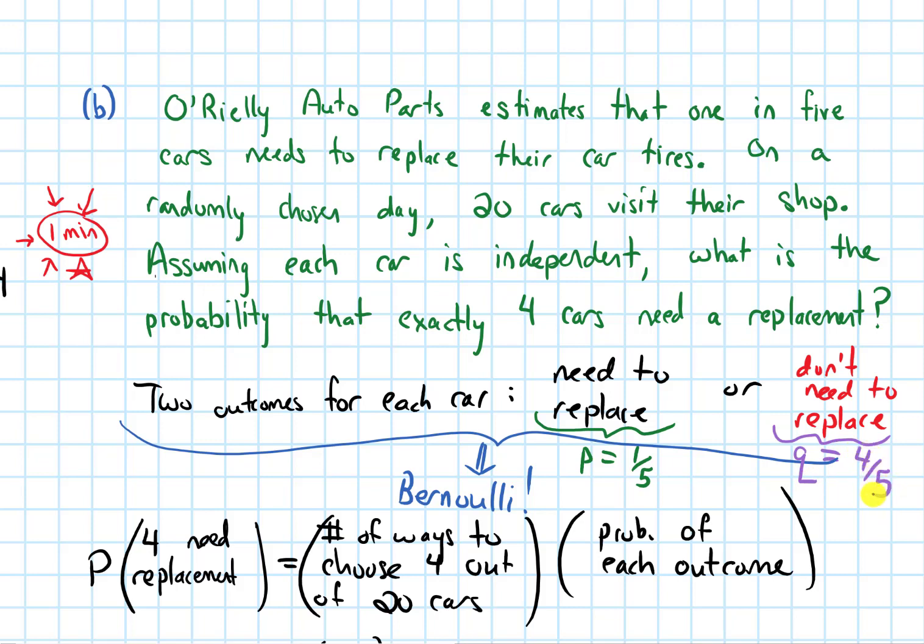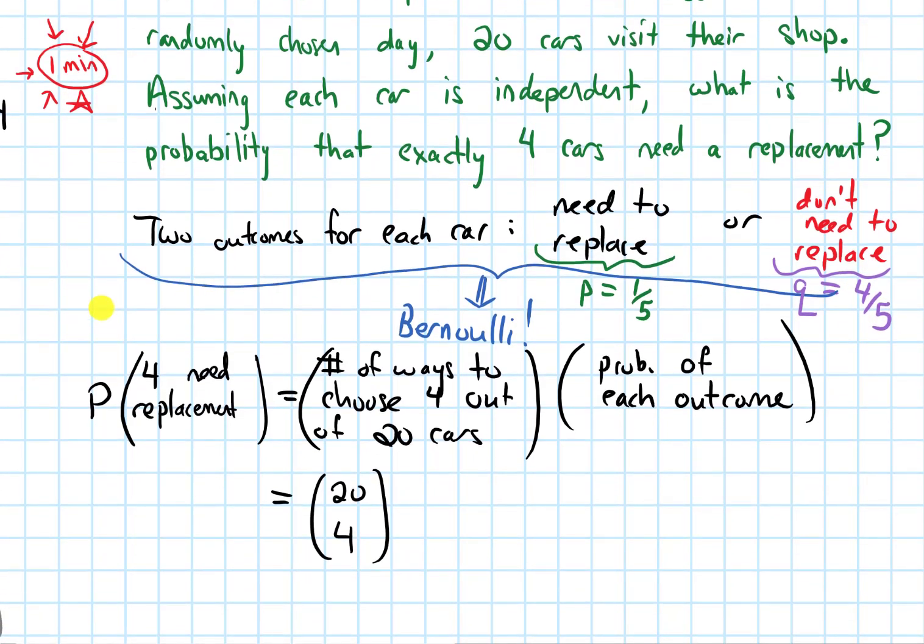All right, so now I'm ready to fill these in. So I have to multiply 20 choose 4 times P, 1/5, raised to the number of successes. In this case, there's 4 successes. There's 4 cars that need their tires replaced. And then I multiply that by 4/5. That's the probability that a car does not need to get their tires replaced. And then I multiply that by the number of cars that don't need to get their tires replaced, which in this case is 16, because there's 20 total cars and 4 need a replacement.